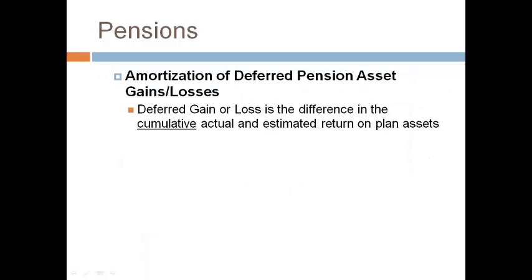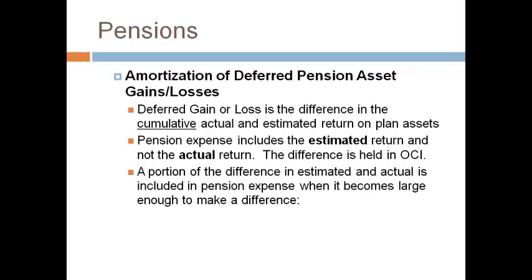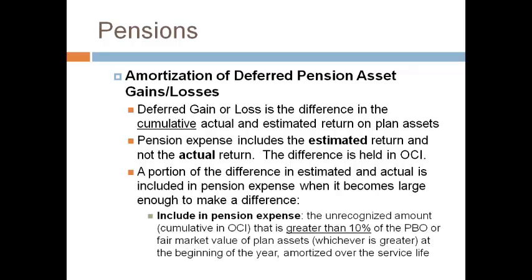A deferred or unrecognized gain or loss on plan assets is the cumulative difference in the actual and estimated return on plan assets. The estimated amount impacts pension expense. The actual amount changes the plan assets available. The difference in the estimate and actual return is reported in OCI until the difference gets large enough to matter. Large enough to matter is 10% of the largest of the beginning obligation or the beginning fair market value of assets.